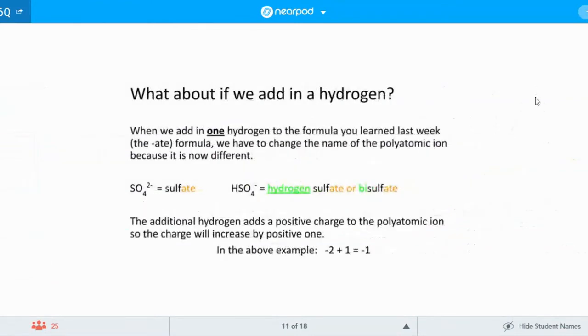Adding in a hydrogen is a little bit more complicated than changing the amount of oxygens, because when we add in a hydrogen, not only are we changing the name, but the charge changes too. That's something that's unique about adding a hydrogen into a polyatomic ion. So here we're going to look at that sulfate ion again. Starting out, we know that the formula of sulfate is SO4 2-.